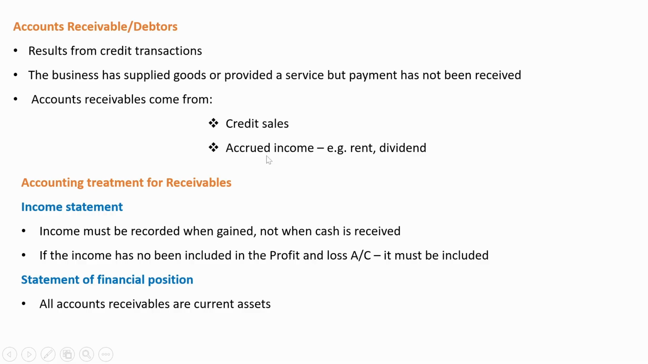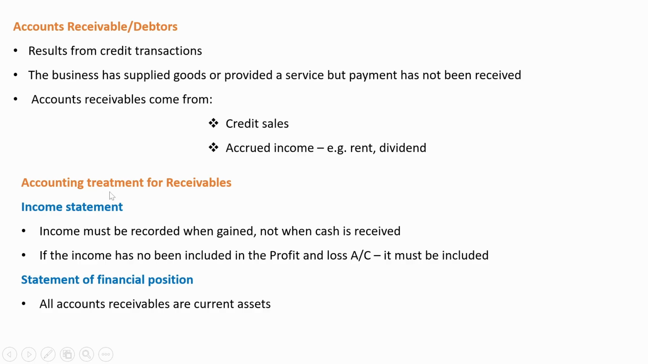So all of them, whether they come from sales or from rent or dividend, as long as it is income that has been delayed, the business is entitled to receive it, but the income has been delayed, we call it accounts receivable, because the business expects to receive it in future.